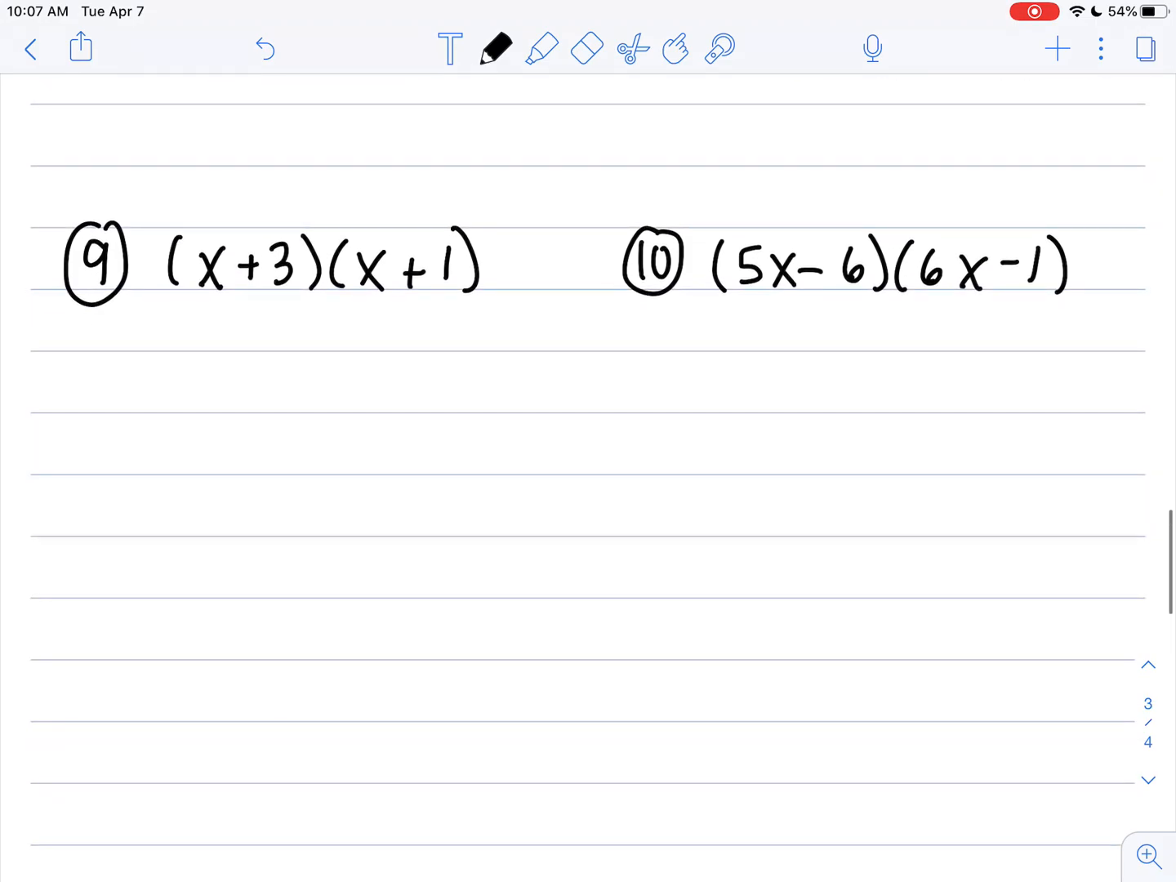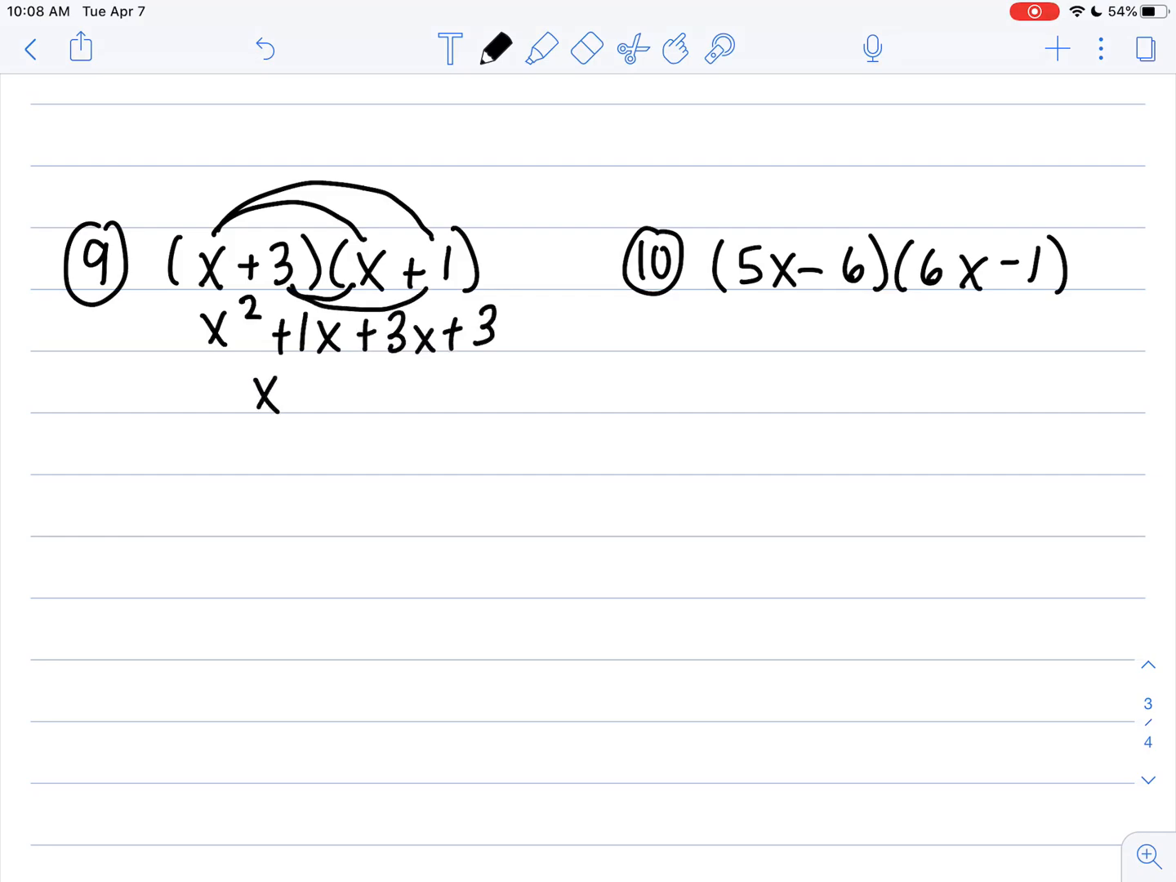All right, 9 and 10. So x times x is x squared, x times 1, 1x. 3 times x is 3x, and 3 times 1 is 3. So x squared, 1x plus 3x is 4x plus 3.